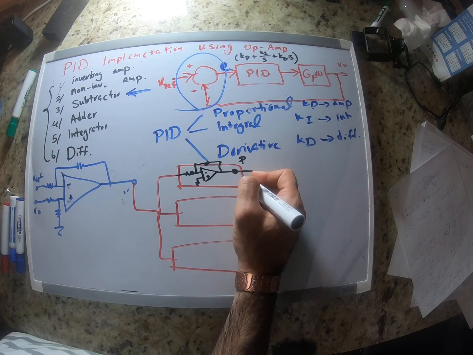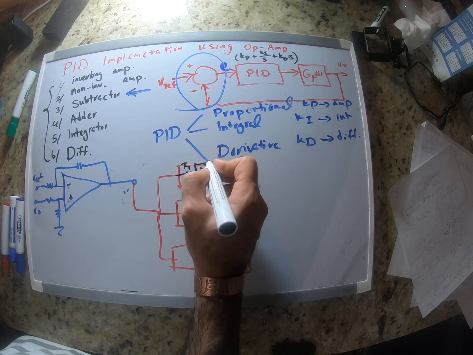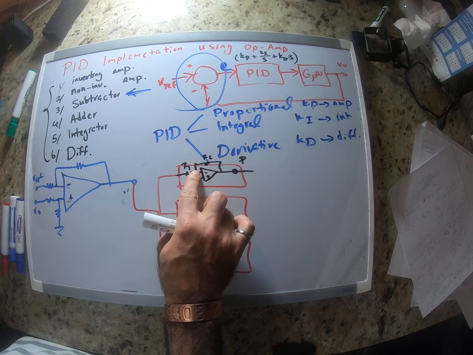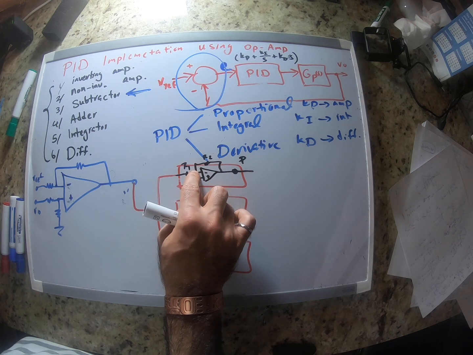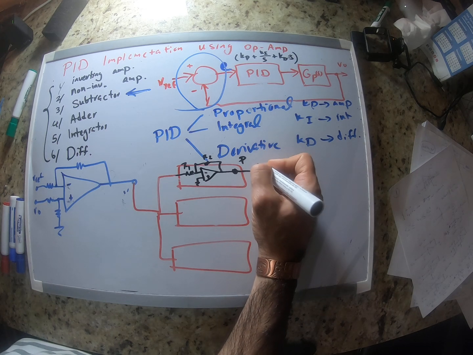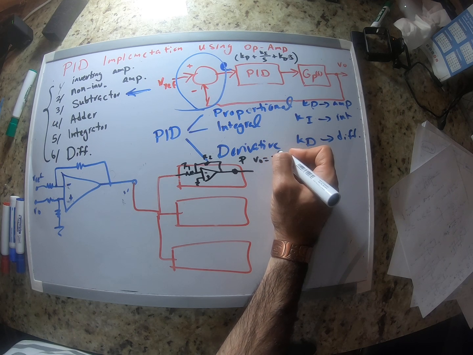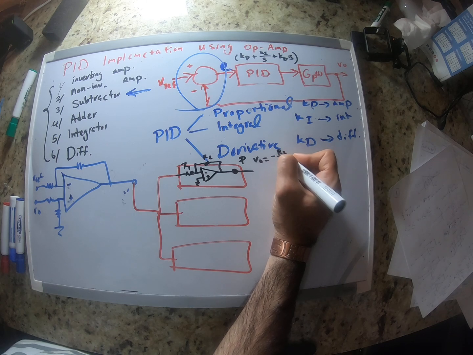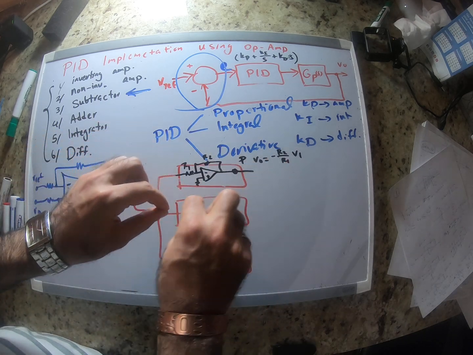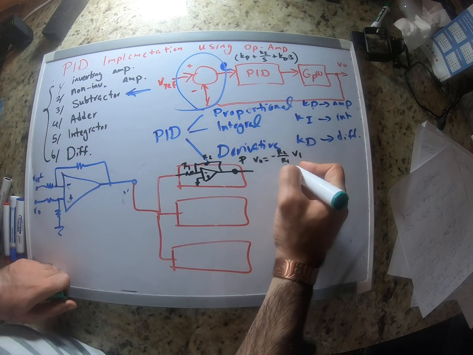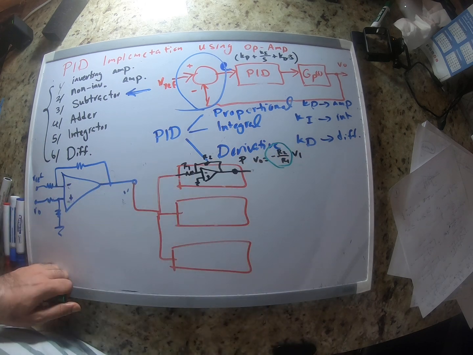So for this signal, if I call this one R1, this one R2, then Vin divided by R1 is equal to negative VO divided by R2. So VO, this voltage, is going to be negative R2 divided by R1 times V1, right? So what is the transfer function of this system? It's this one, right? You multiply this one by the input, you get the output.